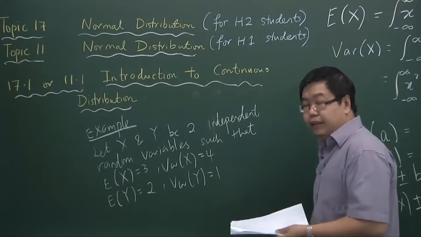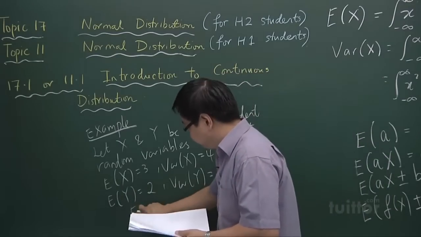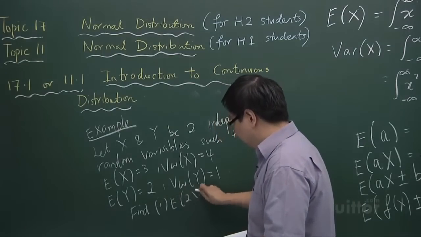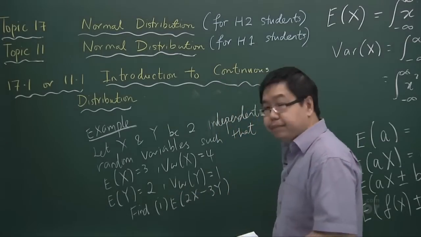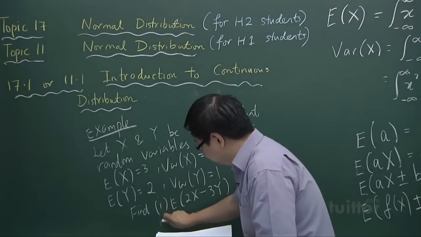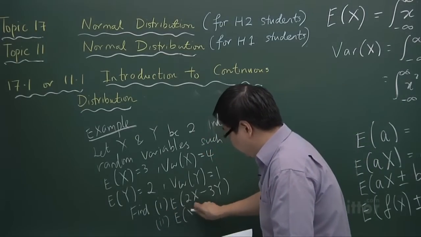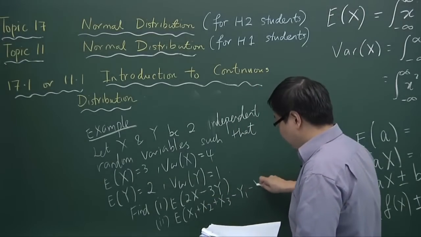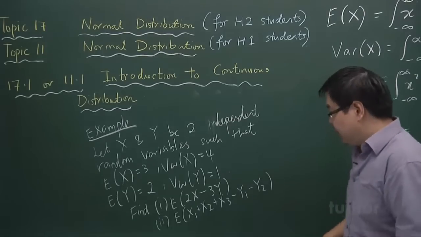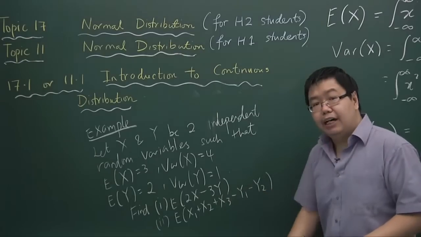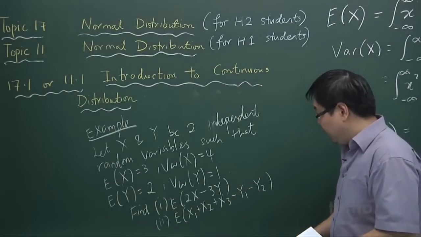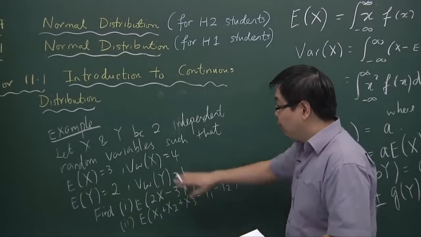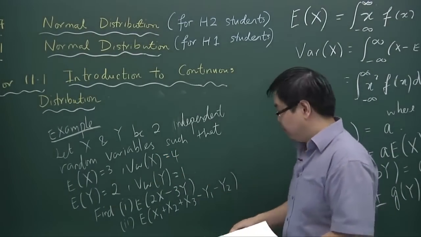Our aim is to find, part 1, the expectation of 2x minus 3y. And part 2 is to find the expectation of x1 plus x2 plus x3 minus y1 minus y2. When you write it this way, it means that x1, x2, x3 are 3 independent random variables of x, and y1, y2 are 2 independent random variables of y.